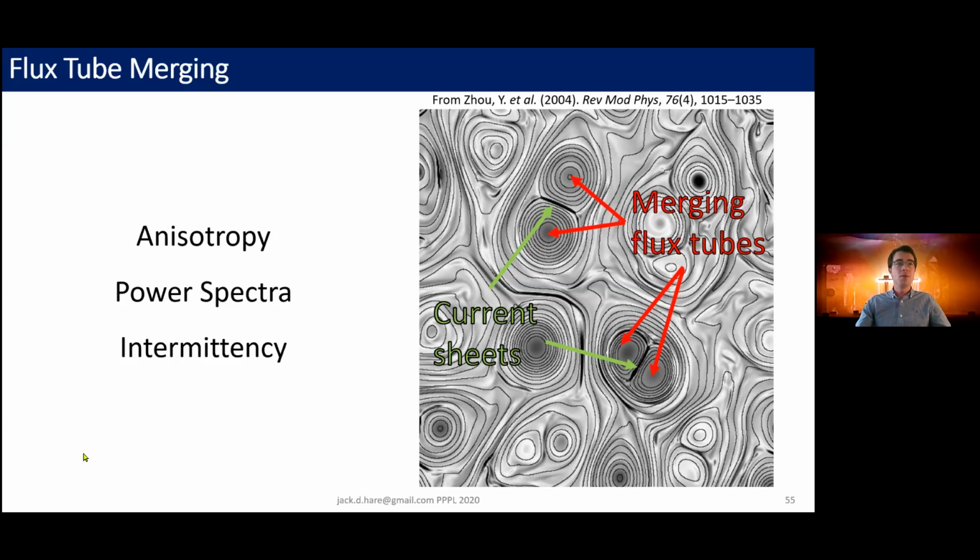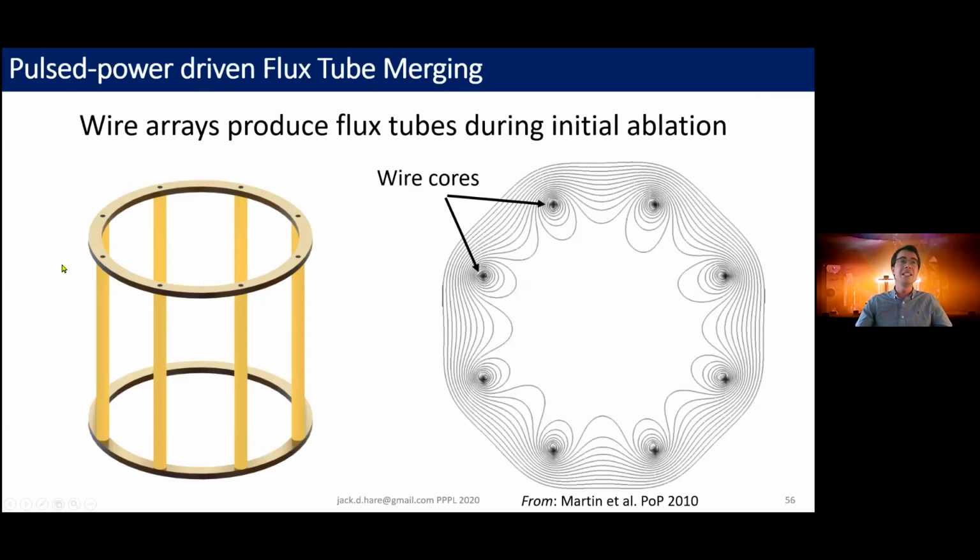In common with hydrodynamic turbulence, there's also the concept of intermittency. Intermittency refers to structures in the plasma which cause correlations between different parts of the plasma on length scales larger than you'd expect from a simple Gaussian noise model. The intermittent structures here are, again, these flux tubes and the current sheets. These are all things we'd like to look for evidence of in the laboratory, and we decided to try to approximate this simulation with an experiment that merged together 8 flux tubes.